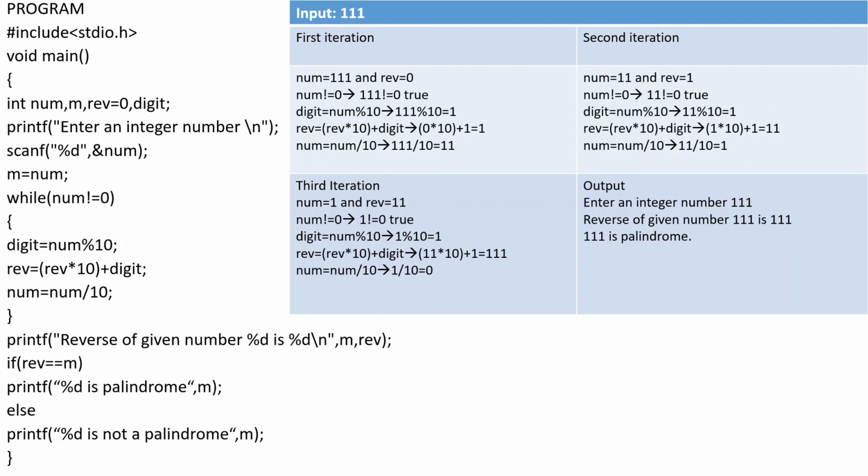Now I have to display whether it is a palindrome or not. So I have already stored the original number in m, so I'll compare it with reverse. If both are the same, that means it is a palindrome. If reverse is equal to m, in our example 111, even if you reverse it, it is the same. So reverse equal to m is true, so it will display palindrome. If not, it will display not palindrome. You try with other input and check whether you are getting the not palindrome case or not.